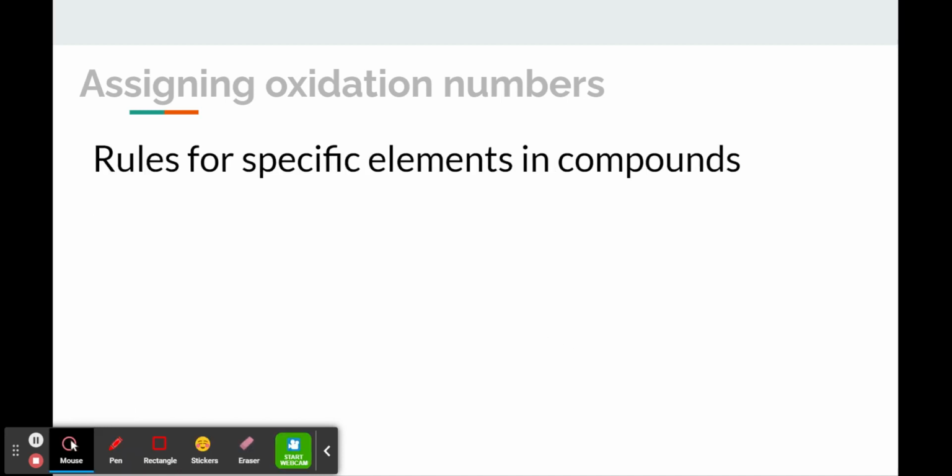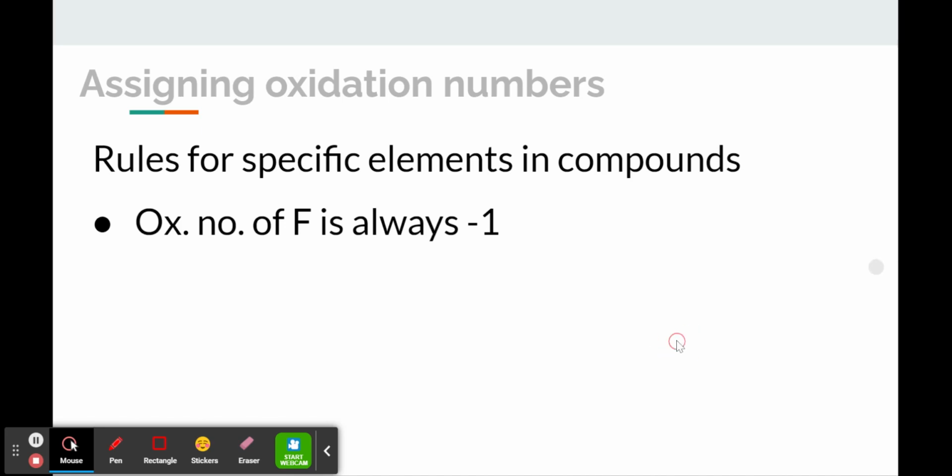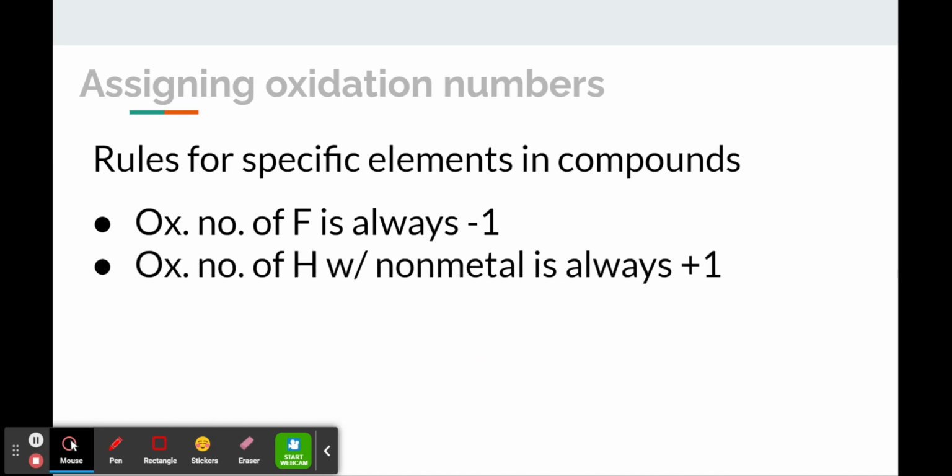There are some rules we have for specific elements when they're in compounds as far as assigning oxidation numbers. One of them is the oxidation number of fluorine when it's in a compound is always -1. So that would be fluoride ion or fluorine when it's part of a molecular compound. No matter what, if fluorine's not by itself, it's always -1 if it's in a compound. Another rule is the oxidation number of hydrogen when it's bonded with a non-metal is always +1. And this is how you're usually going to see hydrogen. So it's a pretty good rule of thumb. Hydrogen is always a +1.